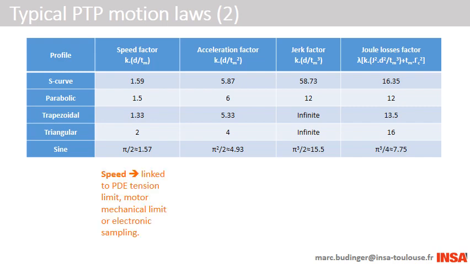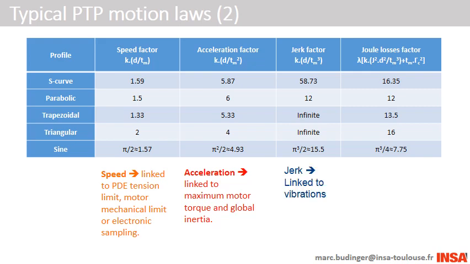The maximum speed can be linked to the voltage supply of the motor. Maximum acceleration can be linked to inertia and the motor's maximum torque. Jerk can generate vibrations in a device which has a resonance mode. These shapes can be linked to power losses in a motor. Regarding the application and its constraints, we'll be able to choose a profile favoring one of these criteria.